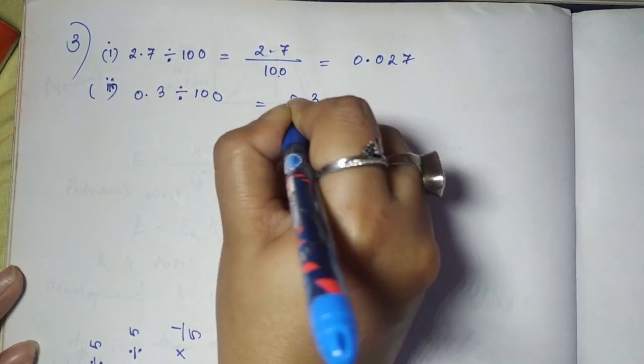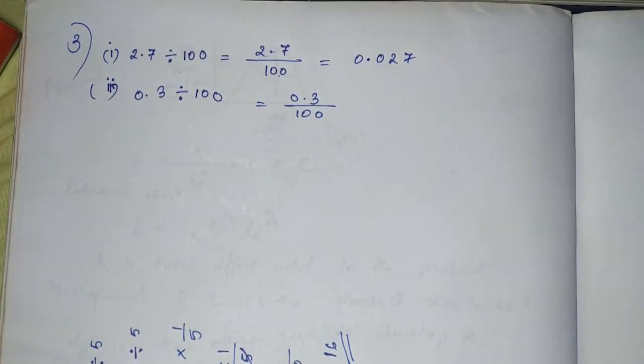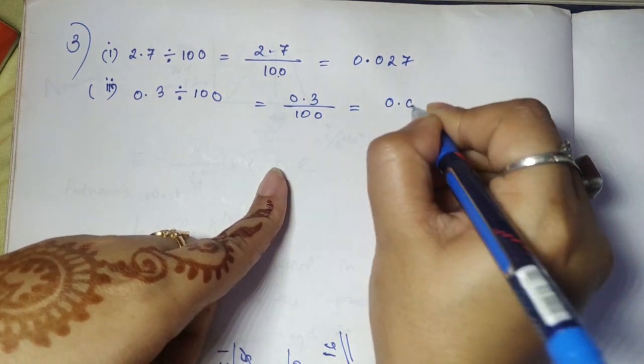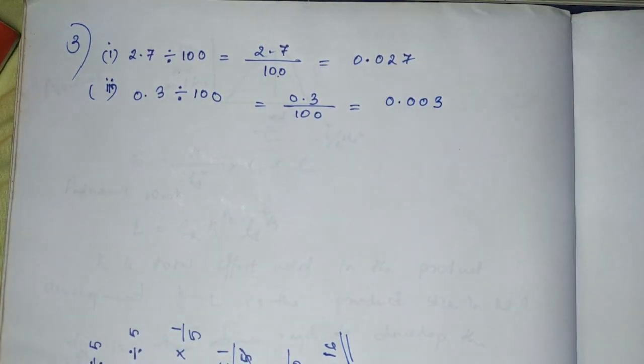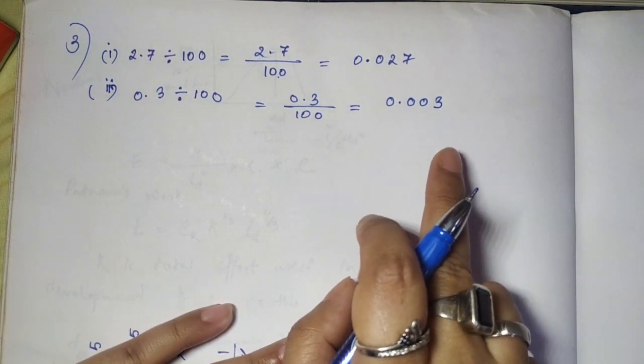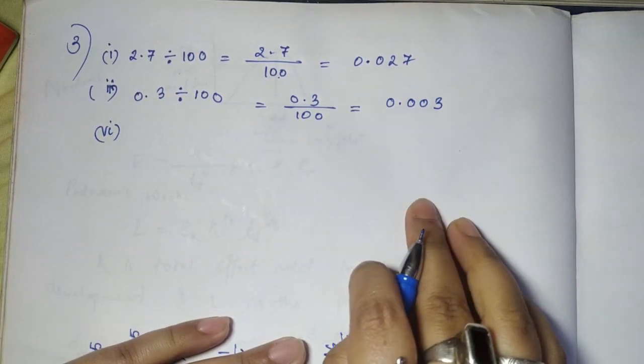Okay. Question number 2, I'd like to show 0.3 divided by 100. So 0.3 divided by 100. Now if you see, there are no places here to place the point, but there are 2 zeros here. So what do we do after the point? I have to add 2 zeros and the answer comes as 0.03.